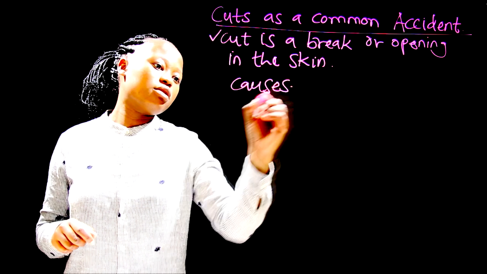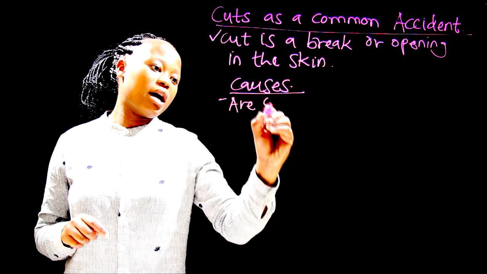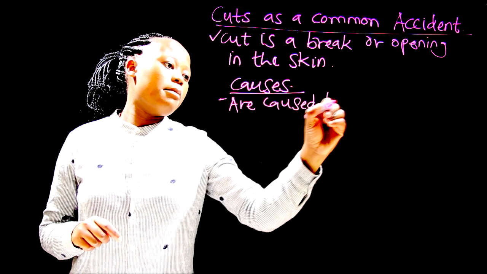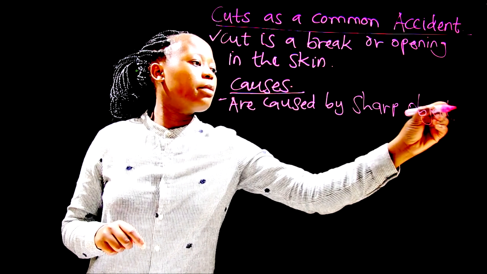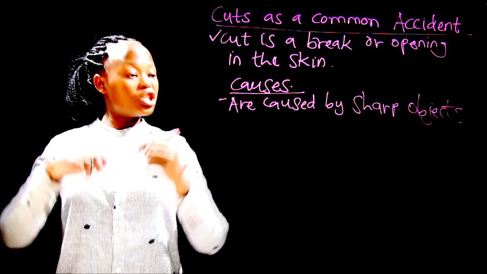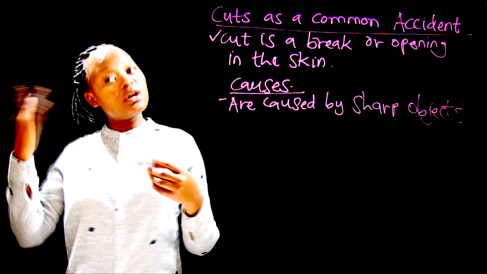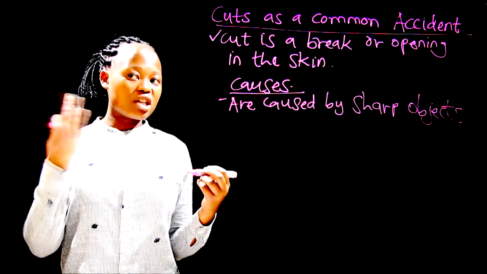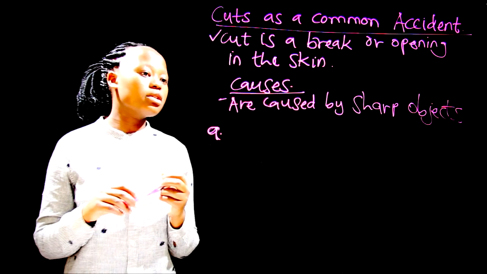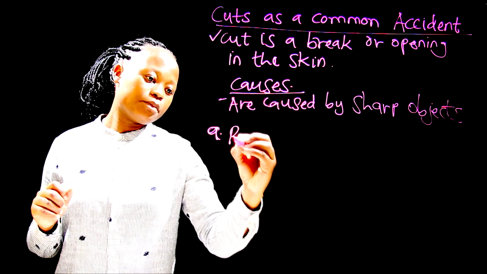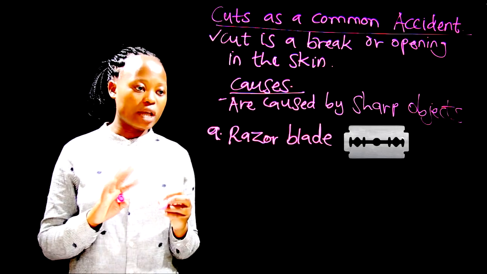We say that cuts are caused by sharp objects. Now, which are these sharp objects that you know, the sharp objects that are found at your home that can cause this accident called cut? One of the sharp objects that can cause a cut, we have razor blade. So a razor blade can cause a cut.